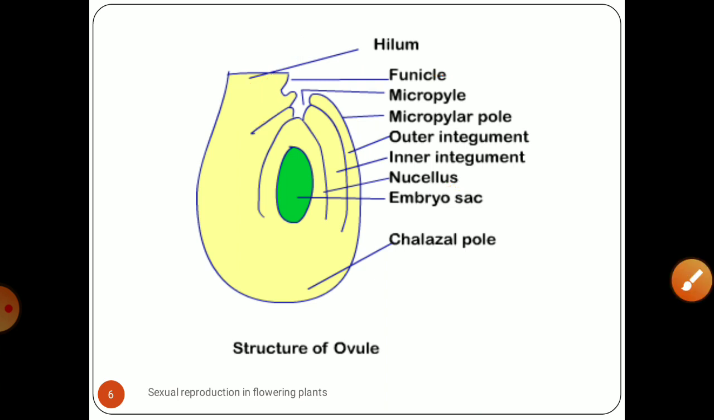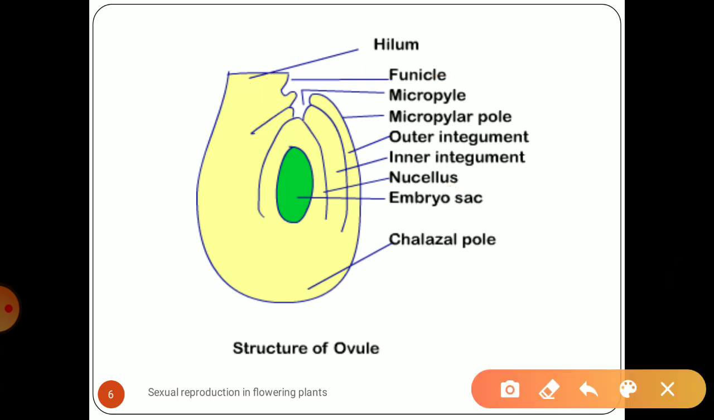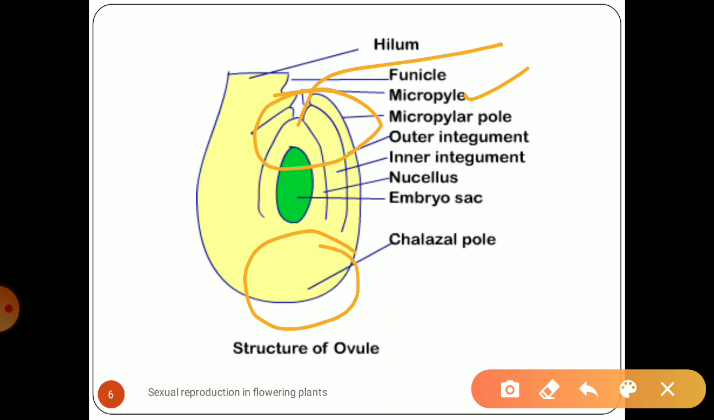Now moving on, you can see that at one part the integuments are not present, or you can say the integuments are interrupted, and this part is called the micropyle. The region having the micropyle is called the micropylar region or micropylar pole. And the region opposite to this is called the chalazal region, and we also call it the chalazal pole.